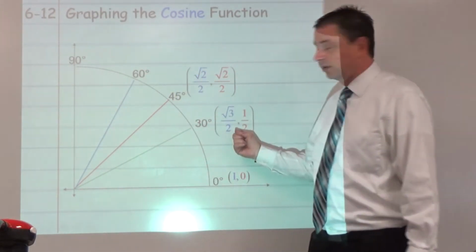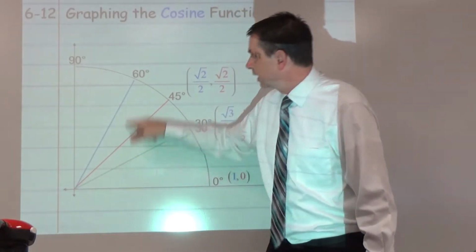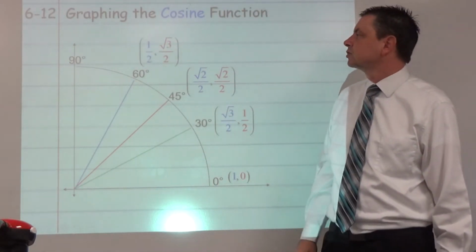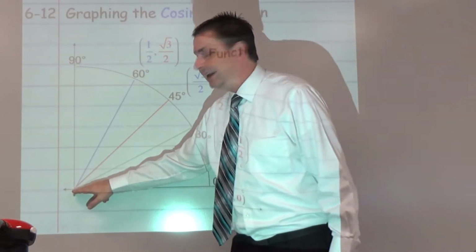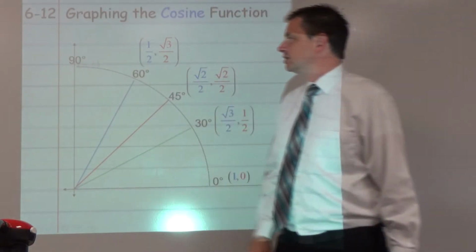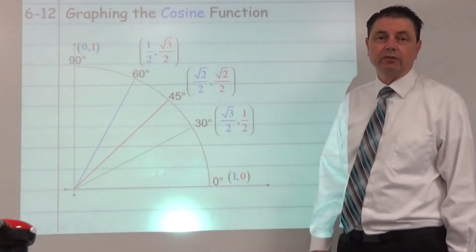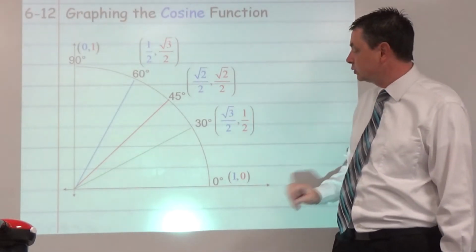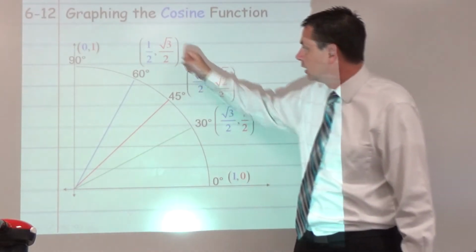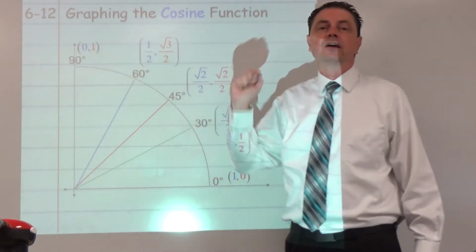60 degrees, kind of the reverse here. We're short going this way, long going up, 1/2, comma, the square root of 3/2. And straight up would be (0, 1). We looked at this previously for graphing the sine function. Today is just the cosine function, so we are focusing on the x-coordinates.